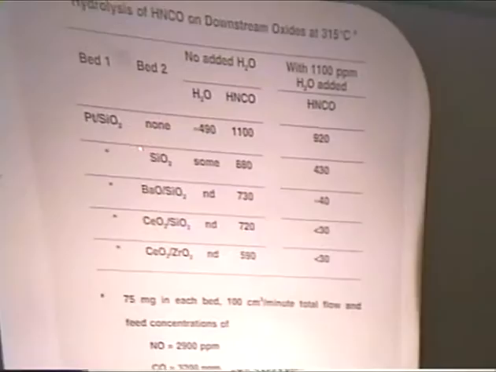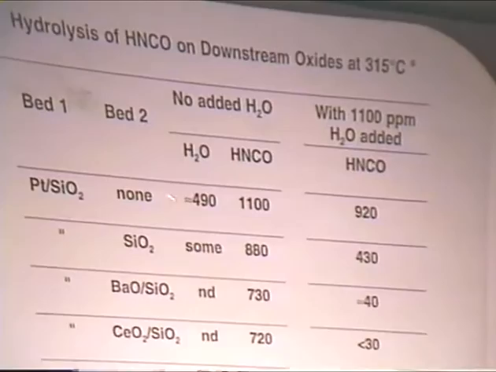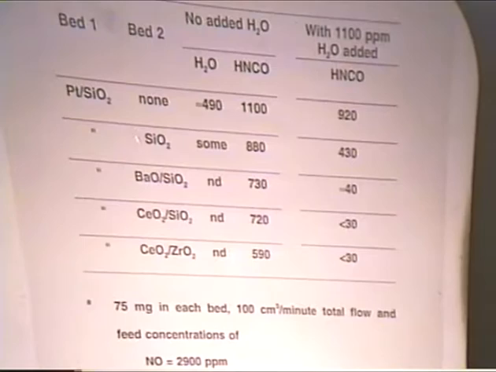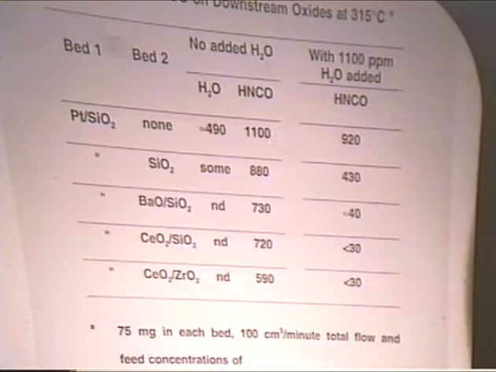This is platinum silica, 1,100 parts per million of isocyanic acid, nothing downstream at all. We add water to the feed, and isocyanic acid is even hydrolyzed to a small extent on silica. If we make the second bed silica, then even without added water, a little bit of the isocyanic acid disappears. We add water, it goes down a lot more.